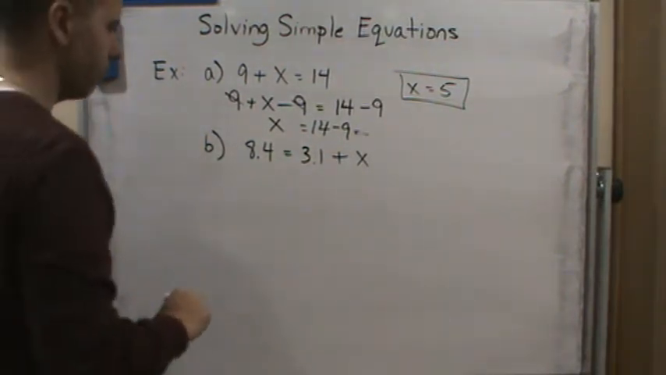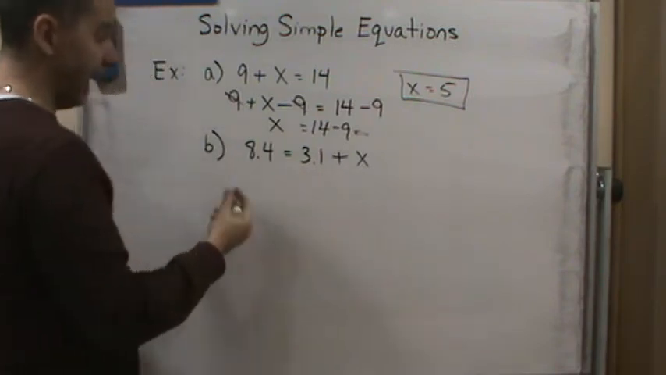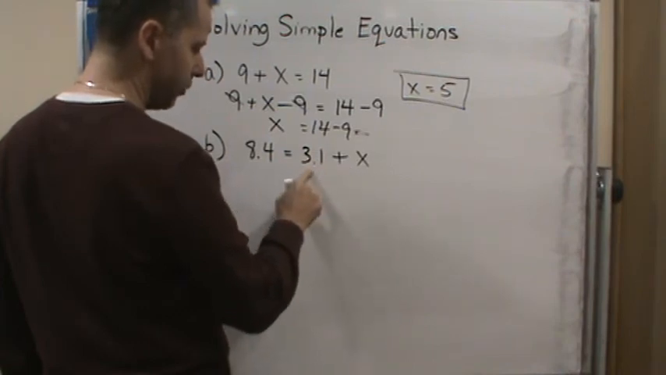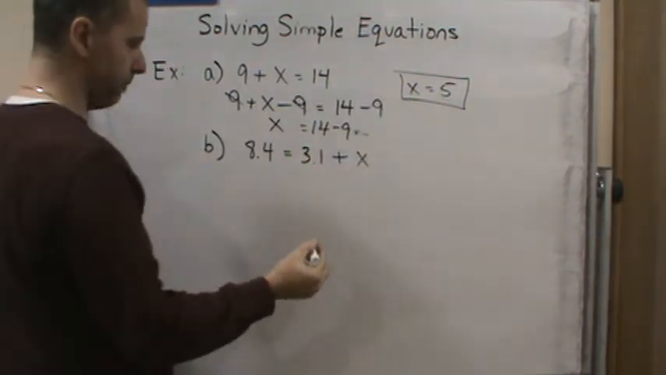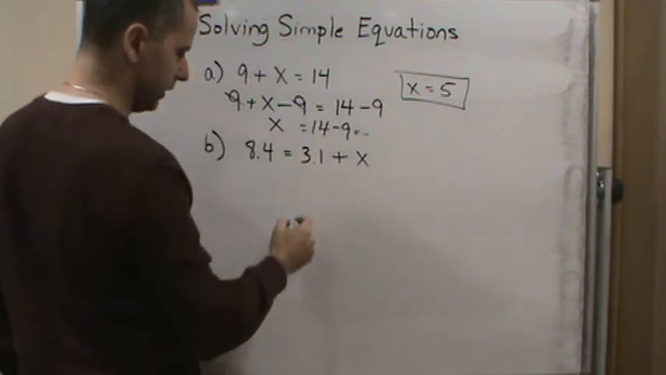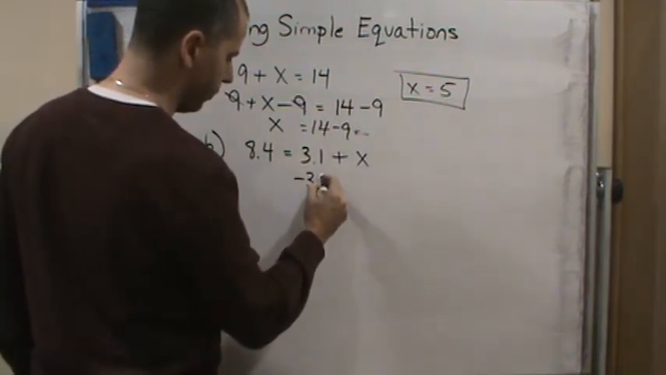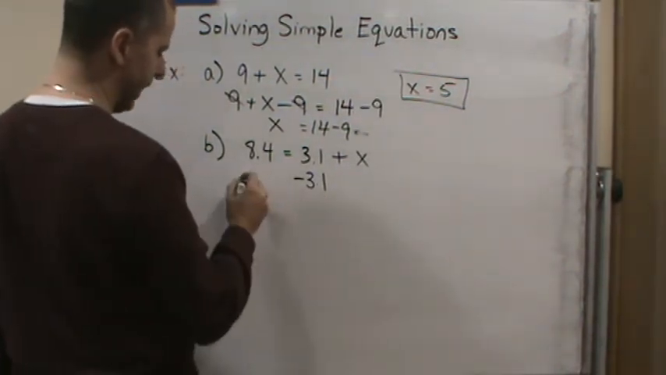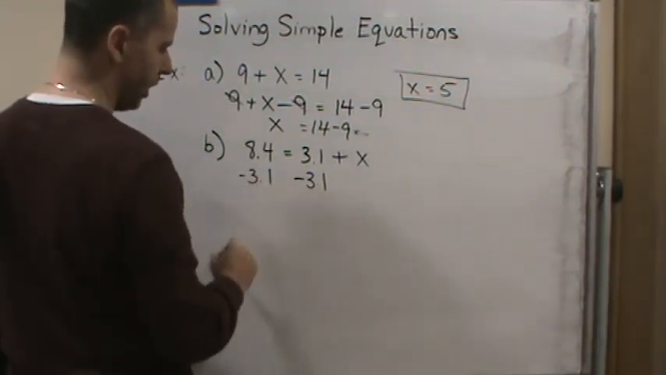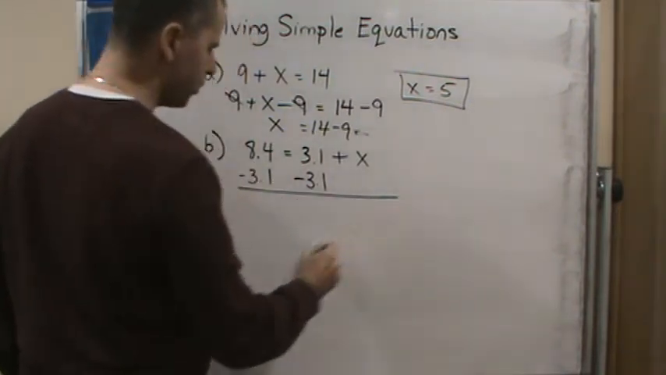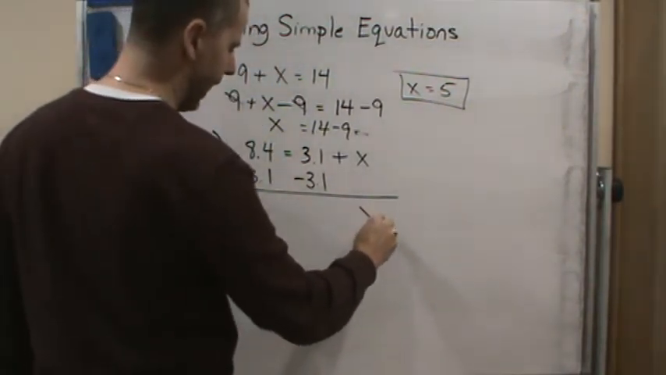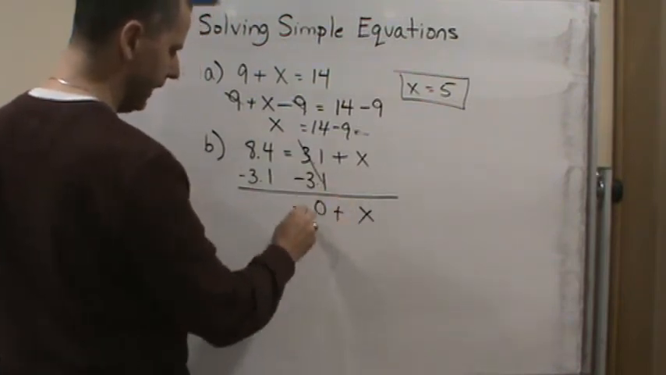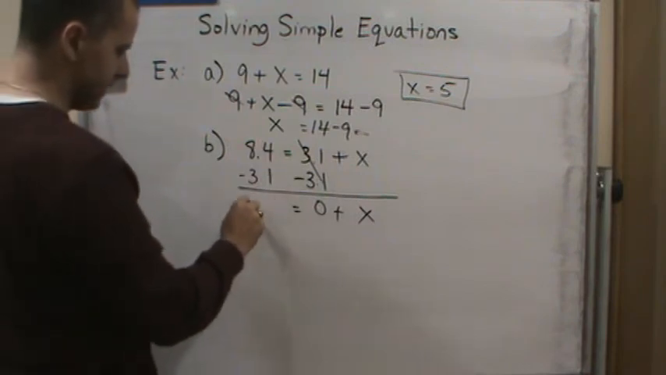So that's one. Now what about this one? Again, here I've got an addition going on. I'm adding 3.1. So if I'm adding 3.1, I need to subtract 3.1. This time I'm just going to do it vertically. So I'm going to subtract 3.1 from here. And if I subtract 3.1 on this side, I have to do the same thing on the other side of the equal sign. And so now if I add down, I get x, this goes to 0, equals, what's this? This is going to be 5.3.